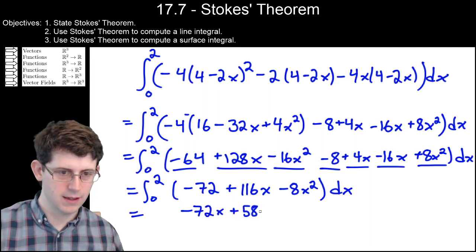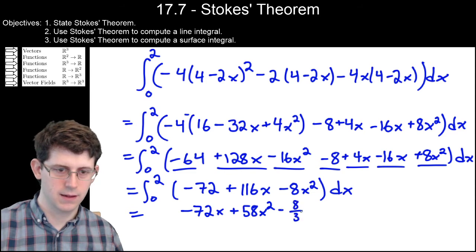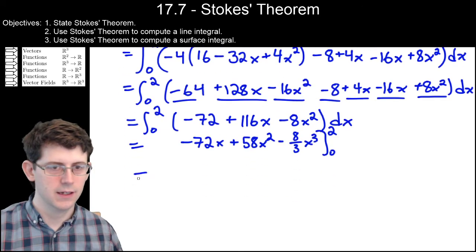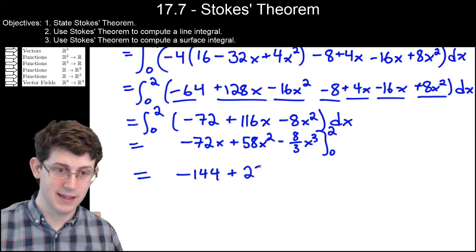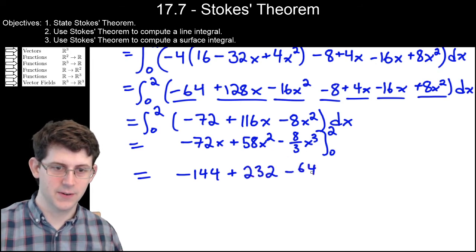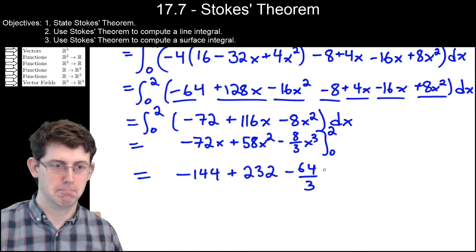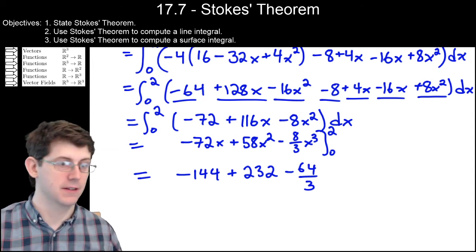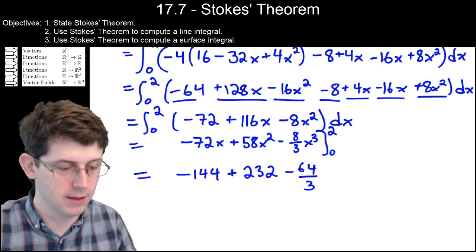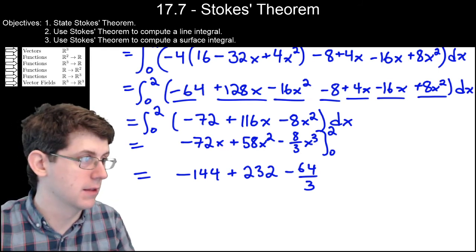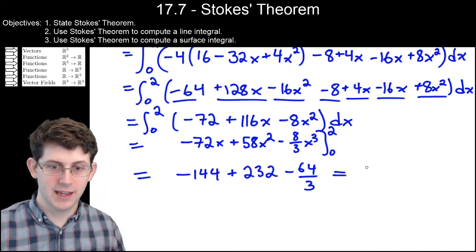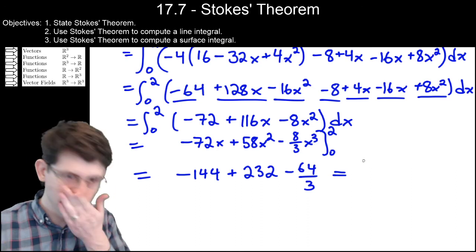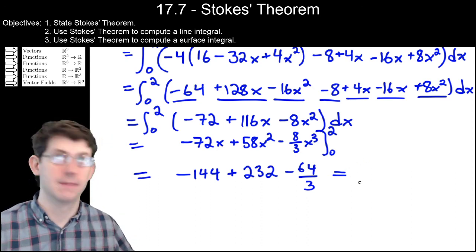58. Oh yeah, very much not 0. So I have minus 144 plus 4 times 58 minus 64 thirds. Looks like it's coming out positive. My calculator told me that it was 66.6 repeating. What is that? 200 over 3?